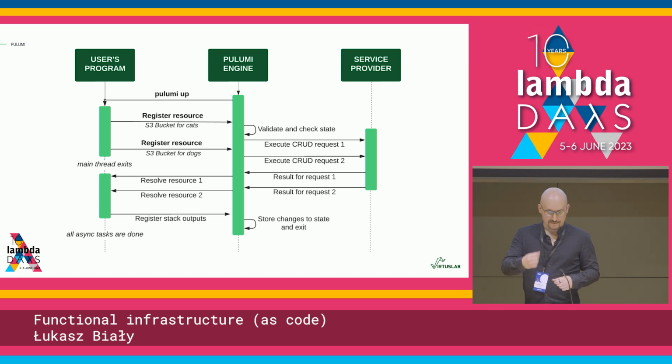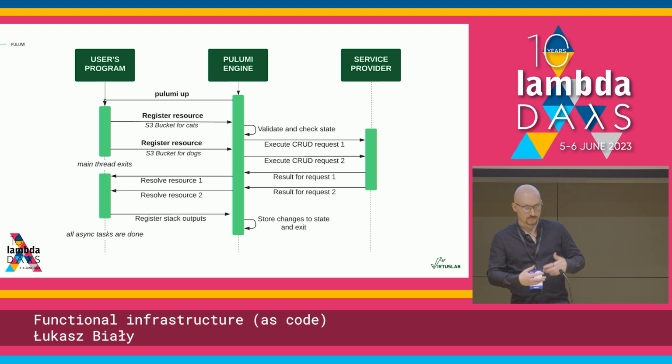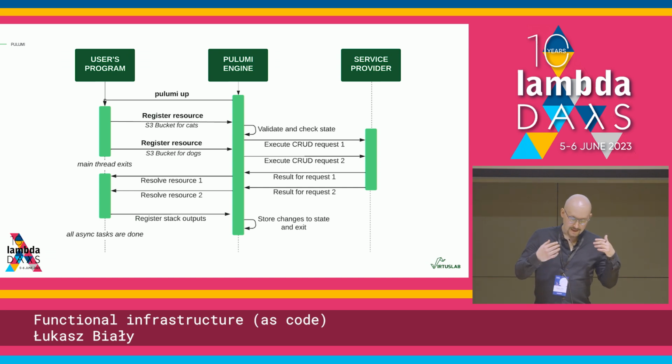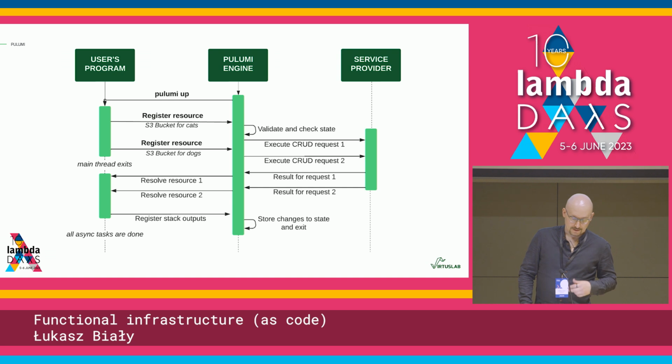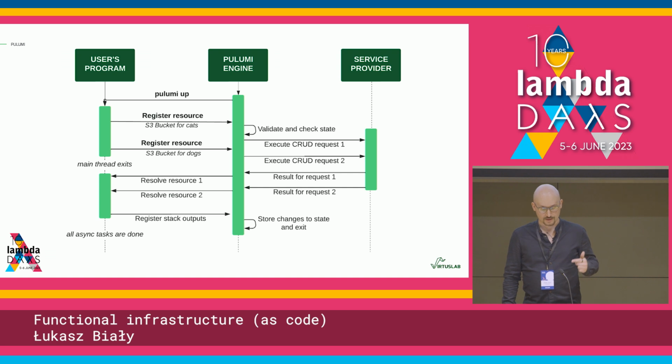Asynchronously, the Pulumi engine, after getting the first request, validates the state, checks what can be done in the stack, what the realities of the environment that was already built are. And if everything is fine, it executes the CRUD request to a service provider that it has already started as a separate process. So we already have 3 processes. Then, things are asynchronous, so the second request for registration of the bucket for dogs arrives, and the engine does the same thing, validates stuff, executes the request to the service provider.